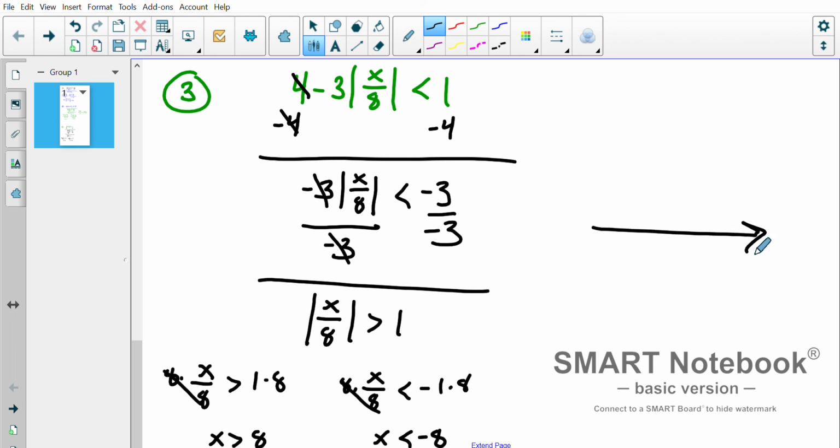So on our number line, we will have negative 8, we will have 8, we will have open dots. X is less than negative 8, so that goes left. X is greater than 8, that will go to the right.